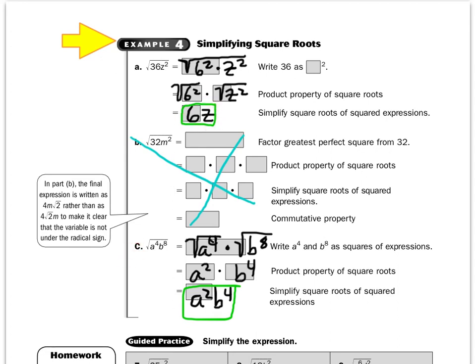Take a look at c. If I have the square root of a to the fourth power times b to the eighth power, well, the first thing you want to do is separate it. So it's the square root of a to the fourth power times the square root of b to the eighth power. And then remember that the square root chops a power in half. So this 4 gets cut in half to become a 2, and this 8 is cut in half to be a power 4. So it's just a to the second power times b to the fourth power.